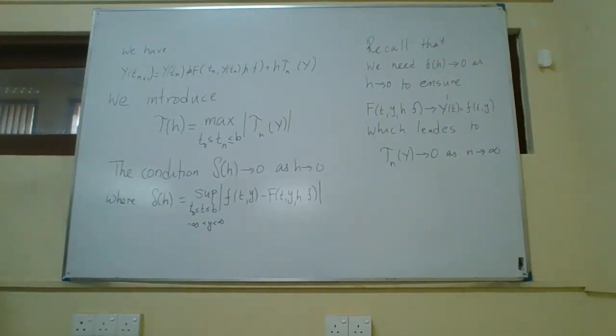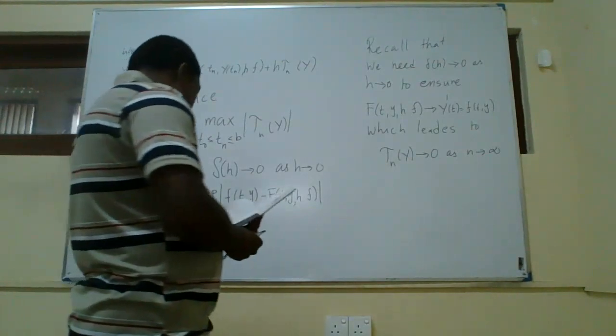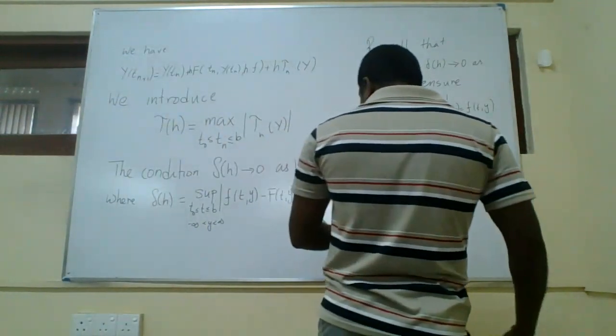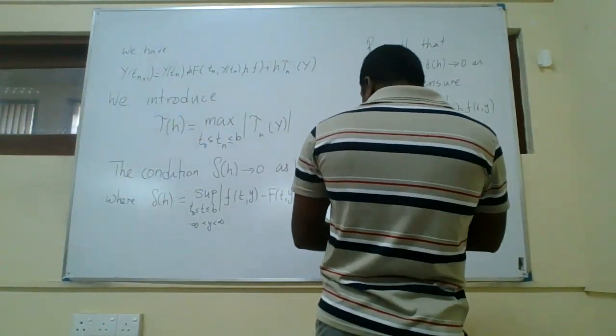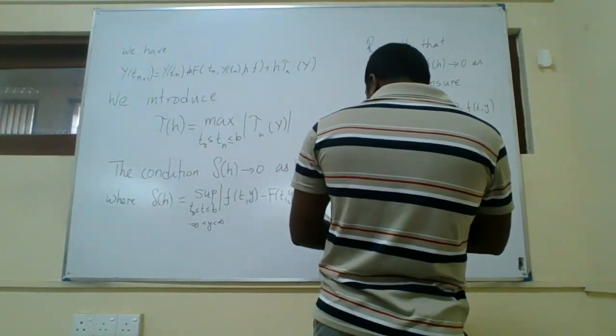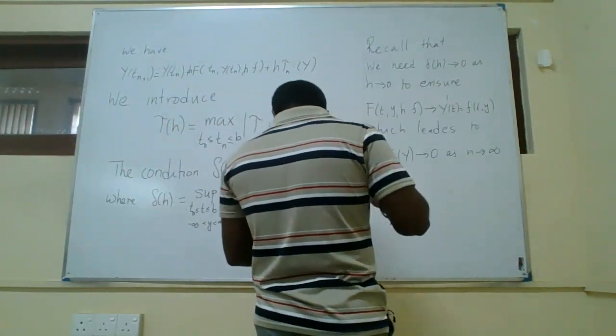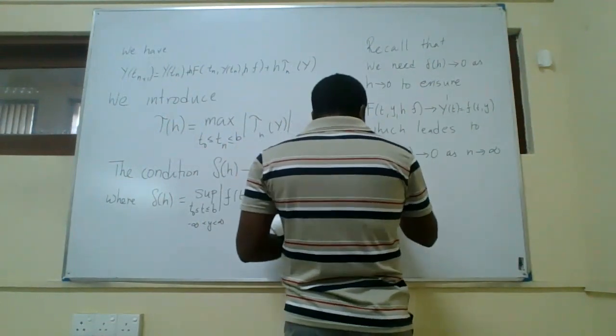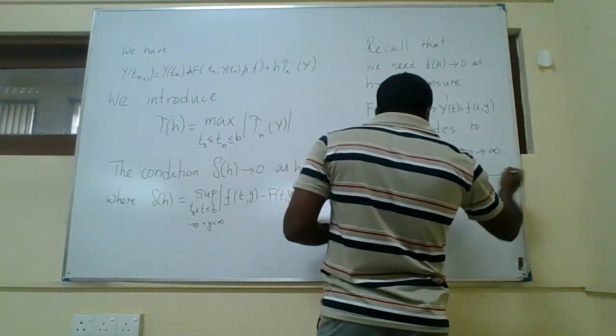Right? So now what we are going to do is see how we can implement the Lipschitz condition into this, to see the convergence of delta h, right? So that's how we are going to continue. Okay, so now I'm going to start assuming.